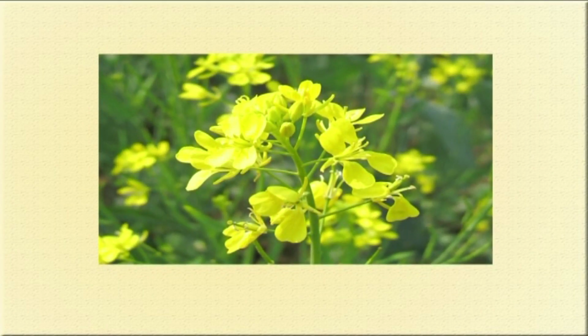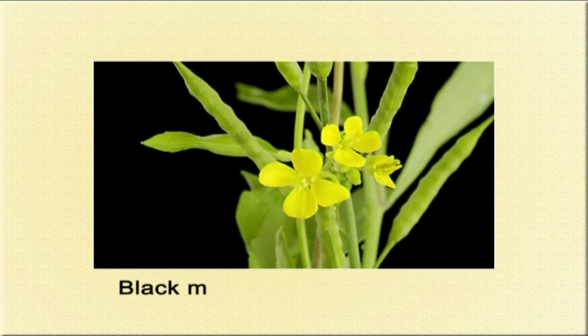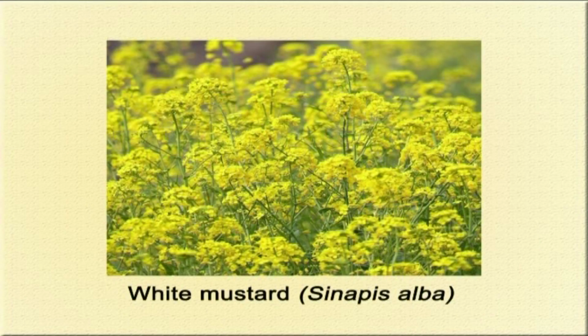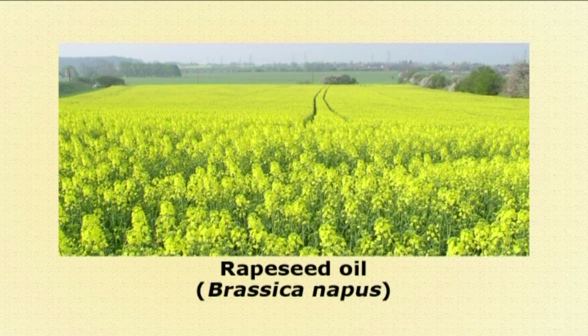Many members of this Brassicaceae are also a source of condiment, such as Chinese mustard, namely Brassica juncea, black mustard, scientific name Brassica nigra, white mustard, Sinapis alba, horseradish, Armoracia rusticana. In addition to these vegetable crops, this Brassicaceae is important, being the source of seed oil. We know vegetable oil is extracted from the seeds of several species of Brassica, chiefly Brassica napus, our common rapeseed oil.